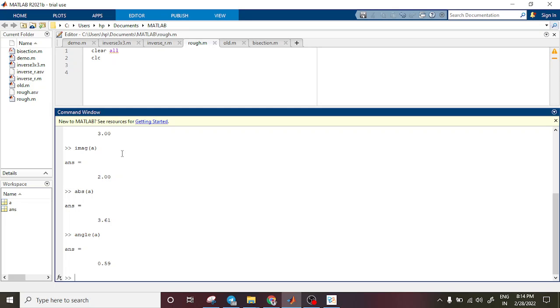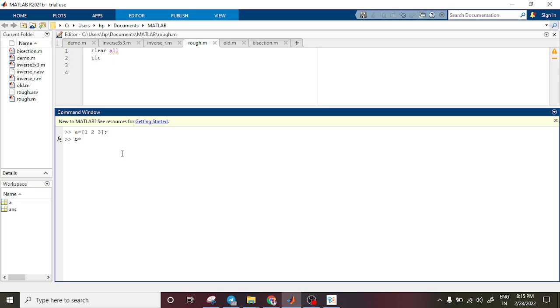Next one, we are doing CLC first. Then a is equal to 1 space 2 space 3, right? So now I can see that this is the vector. So if I'm writing a semicolon, it means MATLAB is not going to execute this one. Now you can see that it is not executing.